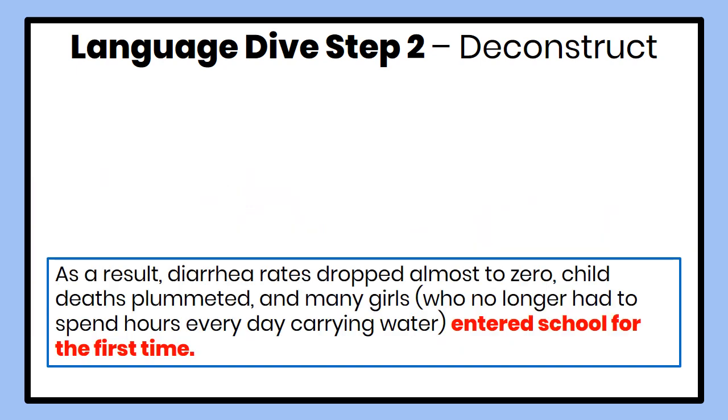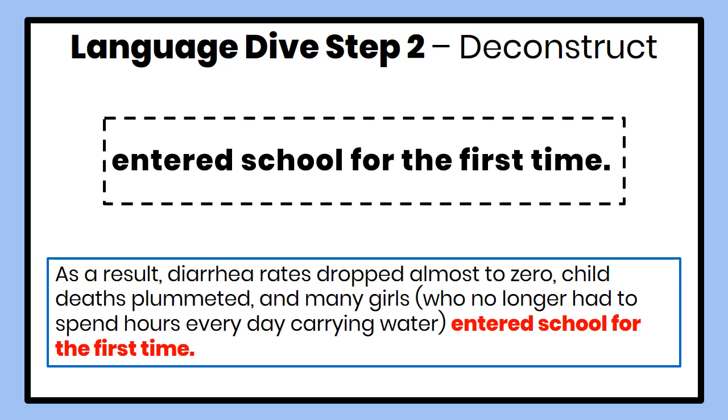Let's read the final chunk. Entered school for the first time. What did the many girls from our previous chunk do? That's right. They were able to go to school for the first time. For the first time tells us that they had never been in school before. How would the meaning change if for the first time was replaced with again? That's right. It would signal that the girls had been to school before and they are now returning.